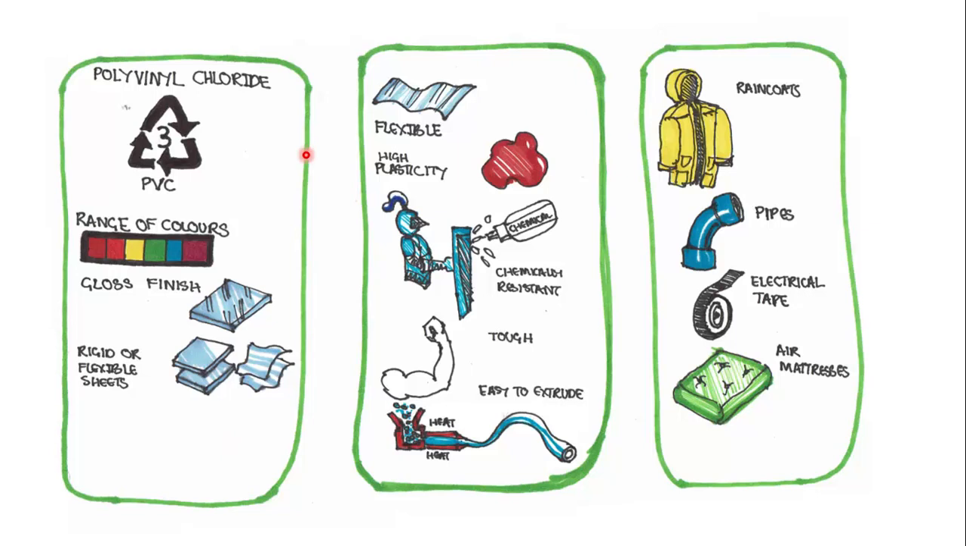Polyvinyl chloride, or PVC, is the third one in the Mobius symbol classification. Has a range of colors. It has a glossy finish. It's rigid, but it can also be flexible as well. It's very plastic, so that means once you heat it up, you can shape it very easily. Has good chemical resistance. It's quite tough, easy to extrude into pipes, and you find examples of it being used to make raincoats, pipes, electrical tape, and air mattresses.